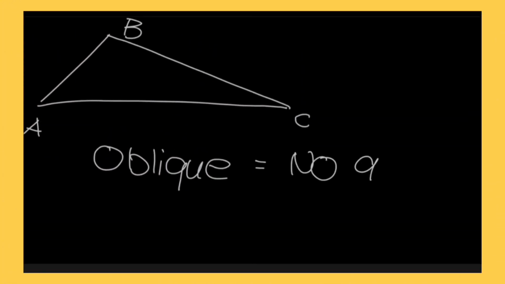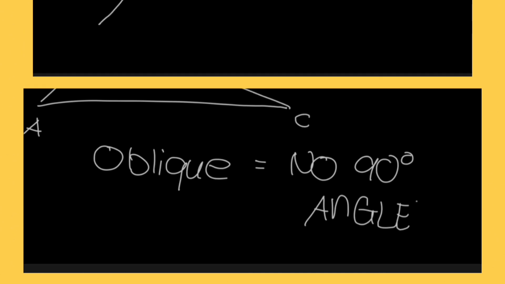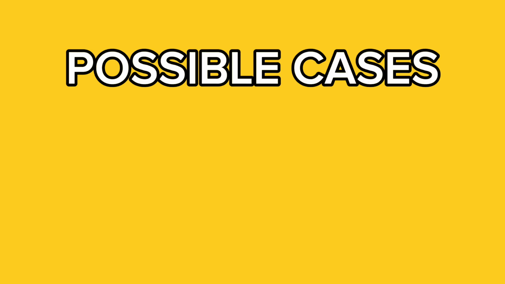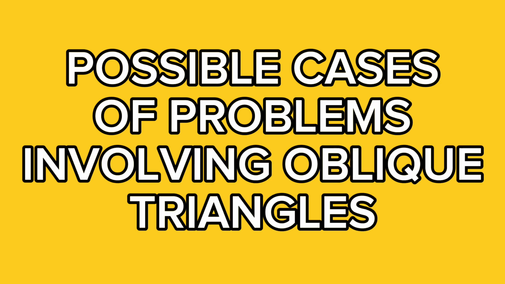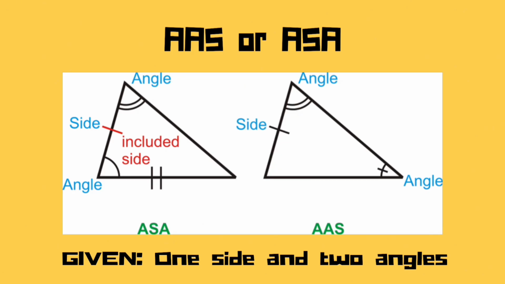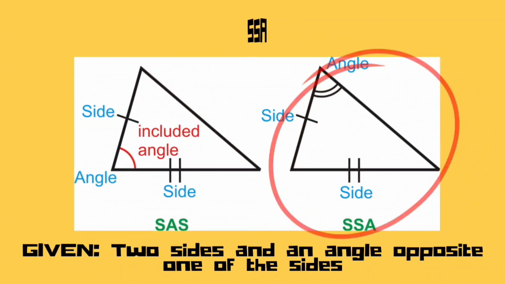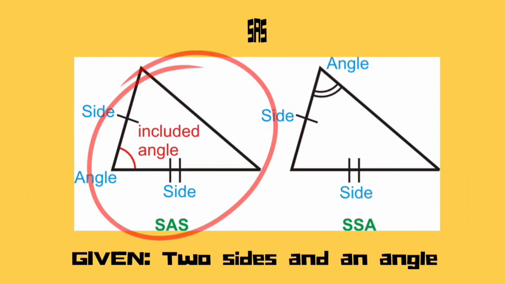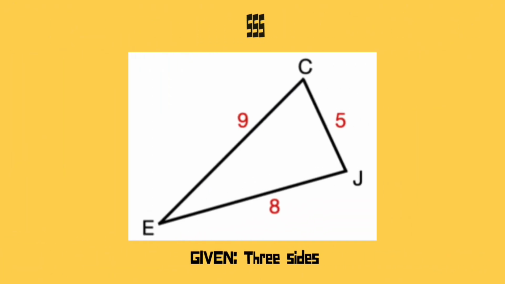Furthermore, an oblique triangle is one that does not have a 90-degree angle. It is labeled the same as a right triangle: capital A, B, and C for the angles, and small letters a, b, and c for the sides. There are four possible cases of problems involving oblique triangles. 1. One side and two angles are given, AAS or ASA. 2. Two sides and an angle opposite one of the sides are given, SSA. 3. Two sides and an included angle are given, SAS. And 4. Three sides are given, SSS.